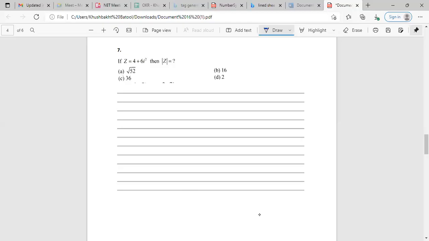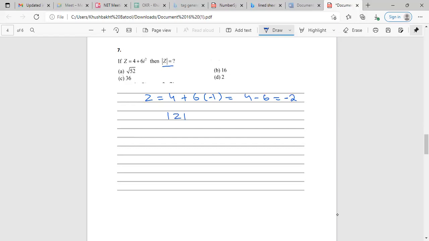All right. Now let's discuss the seventh question. For this question, z is 4 plus 6 iota square. So z is 4 plus 6 iota square, and iota square is minus 1. So this is basically 4 minus 6, that is minus 2. And I need to find z mod.